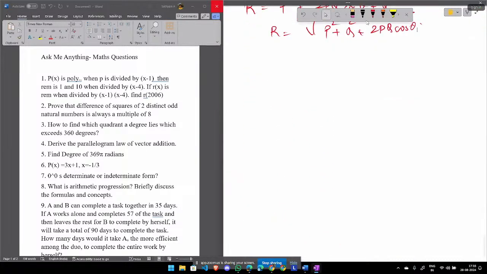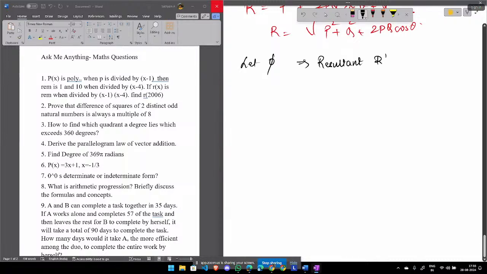Now what about its direction? As per the diagram we showed the direction, but then when we have to write it, how? So for the direction of the resultant, I had taken the angle phi, which is the angle that my resultant R makes with P. So what can I write next?